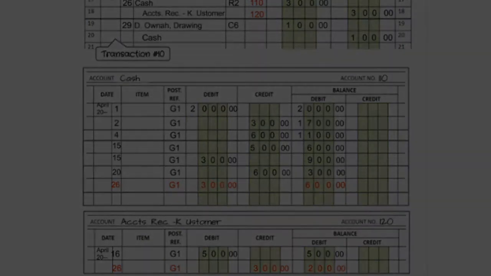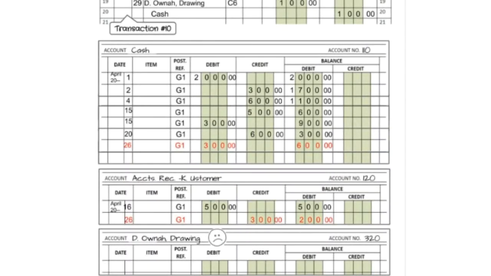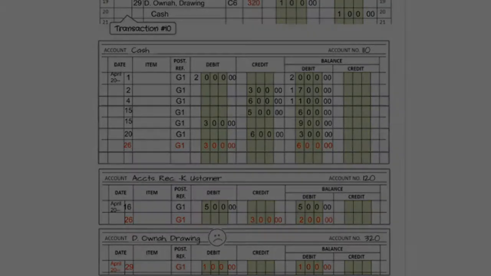to our next transaction. On the 29th, we go to owner drawing, and then we include our date. We're still on general journal page 1, so it's G1. It is a debit of $100, and that is the normal balance side for an owner's equity account that we're decreasing. So we've got our debit of $100 in our balance section, and then we have 320 written back up in our post-ref column of the journal.